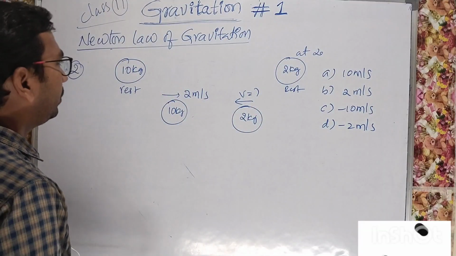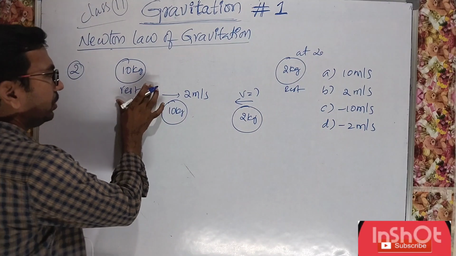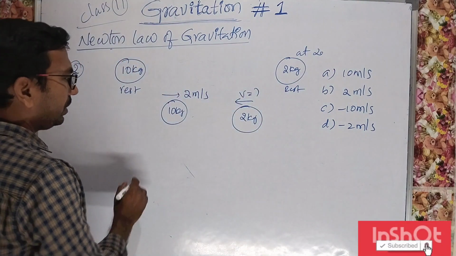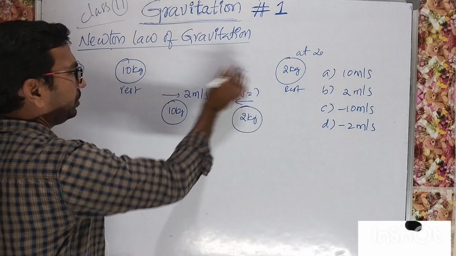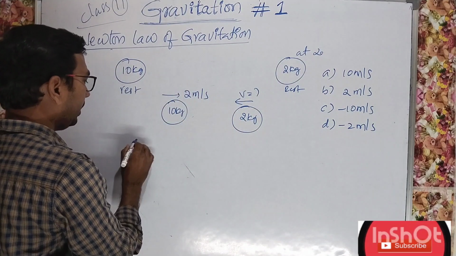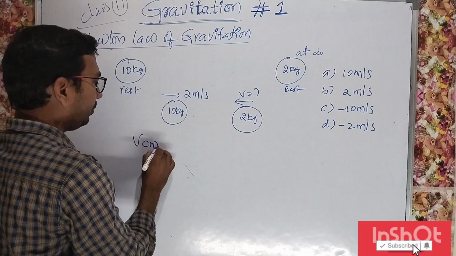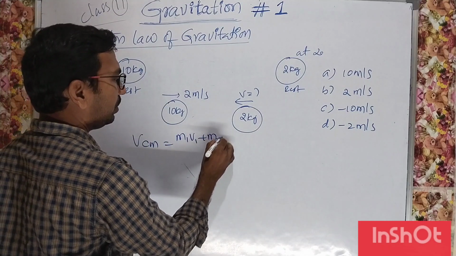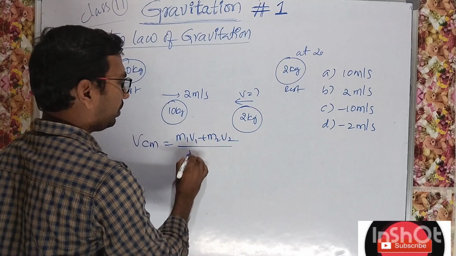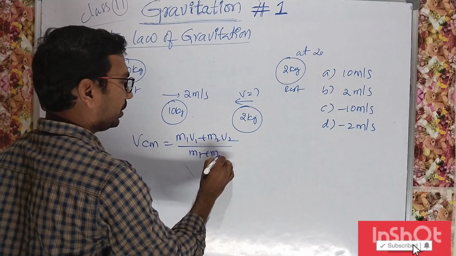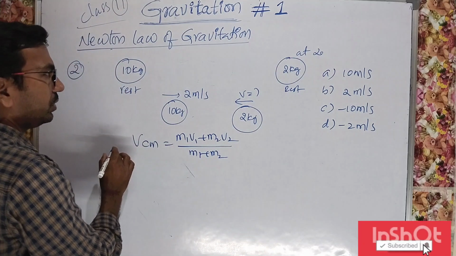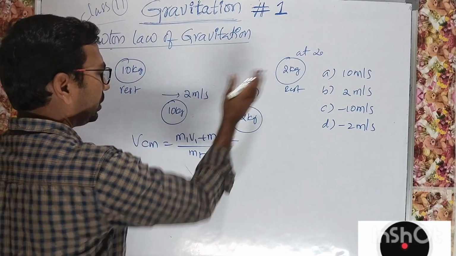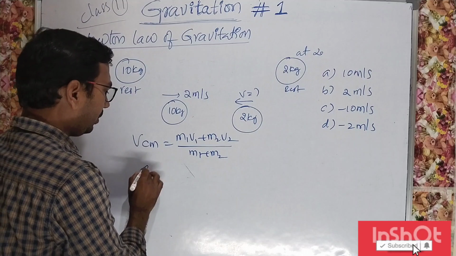We can discuss now. When the 10 kg block is at rest and the 2 kg block is at rest, you can find the initial VCM. VCM is equal to M1 V1 plus M2 V2 by M1 plus M2. Here VCM is equal to 0 because the two bodies are initially at rest. So VCM won't change. VCM is equal to 0.